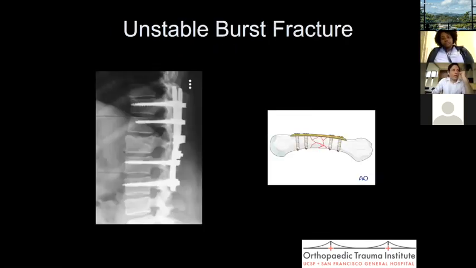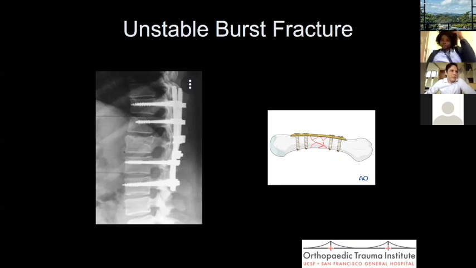So for most unstable burst fractures, if we're doing all posterior fixation, we typically do two above and two below posteriorly. It's similar to a bridge plating construct for comminuted long bone fractures. The problem is this is problematic. If someone comes in with an L3 burst, especially a young person, two above, two below would be an L1 to L5 fusion, which carries a fair amount of morbidity.